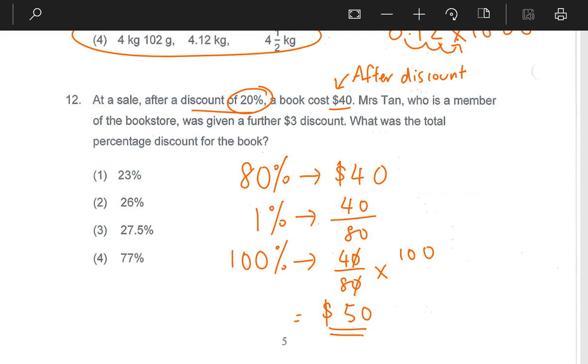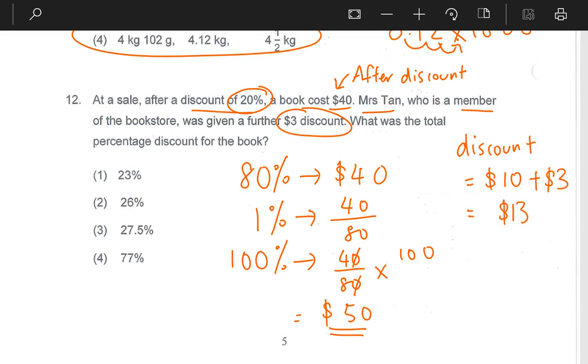Now you are given a discount and you only need to pay $40. Meaning to say, how much is the discount? You have actually gotten a discount of $10. Alright, but that's not all. Mrs. Tan, who is a member, was given a further $3 discount. So the discount is not just $10, she is given an additional $3, which makes $13.